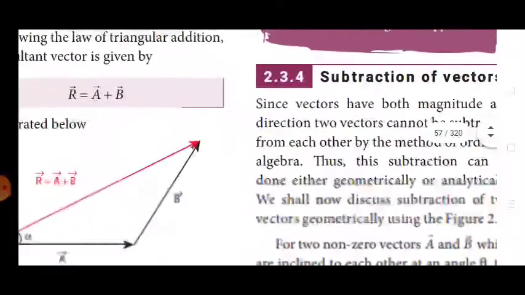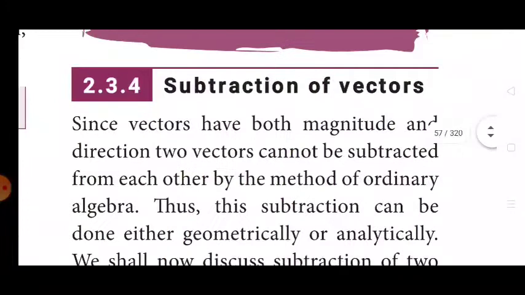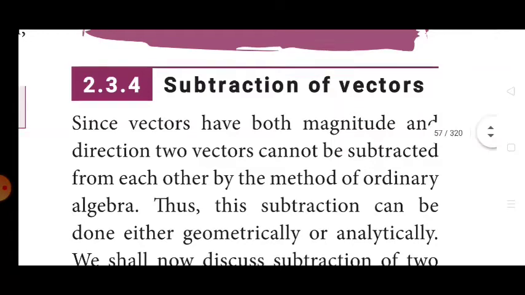Subtraction of vectors. How can we subtract two vectors? We have just seen vector addition. Now, subtraction of two vectors. Since vectors have magnitude and direction, vectors cannot be subtracted from each other by the ordinary method.